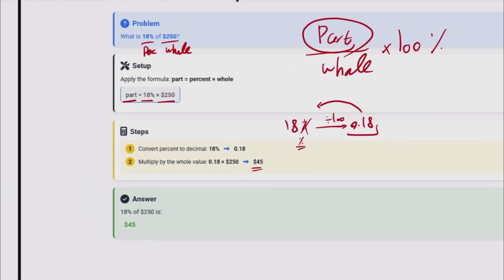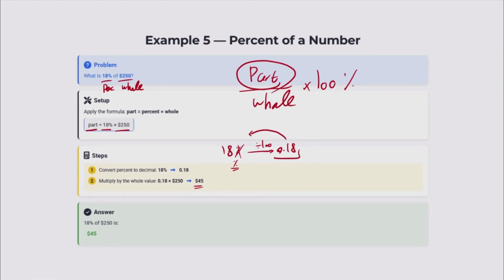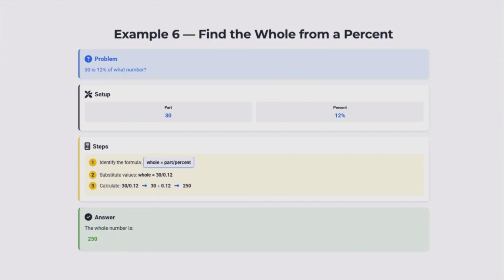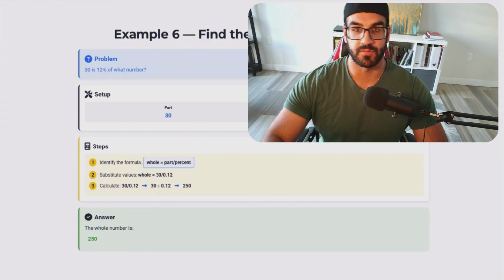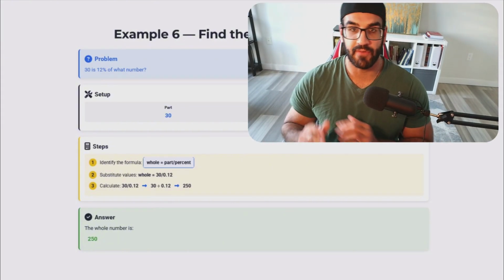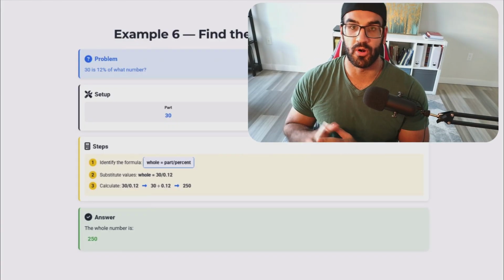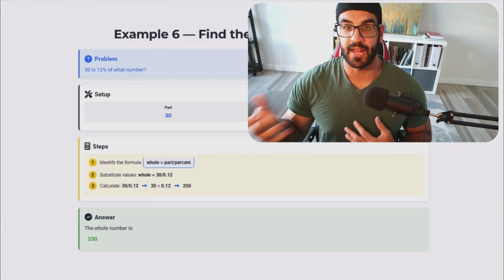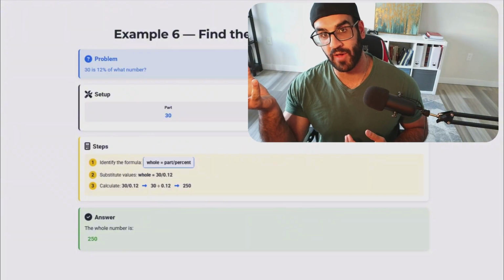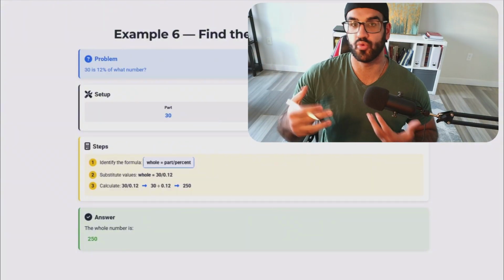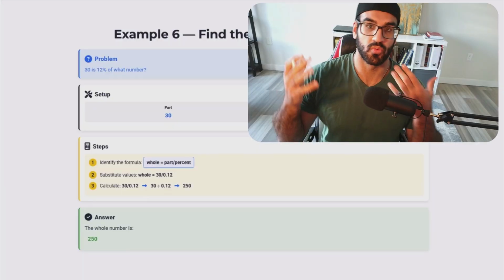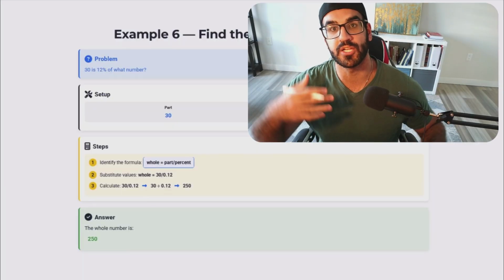So this is the part I know. 18% of $250 is going to be $45. Let's have this question backward. It means that at this point, instead of having the whole number, I'm going to give you the part. And I know for a fact this part is going to be, for example, 12% of the whole value. Right now, your mission is to find the whole value.